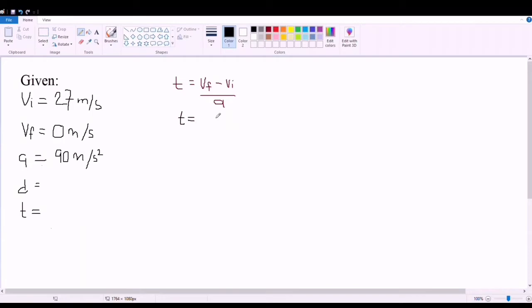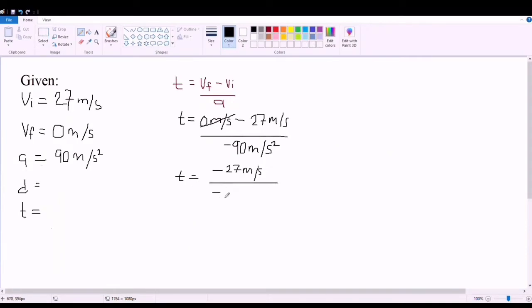Again, we have to put the values. So we would have 0 meters per second minus 27 meters per second divided by 90 meters per second squared. Because it says in the problem it's uniform retardation, that means that the value is decreasing. So we will have to put it as negative 90 meters per second squared. Now let's solve everything. So negative 27 meters per second divided by negative 90 meters per second squared.